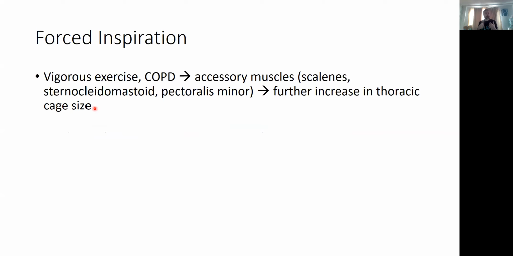We can also undergo what's called forced inspiration, just simply taking a deep breath. So this can be caused by obviously vigorous exercise. Obstructive pulmonary disorders can cause this as well. And so we're going to bring in some other muscles. So the scalenes, sternocleidomastoid, pec minor, again, to continue to try to lift and separate the rib cage, and pull the outside of those lungs as far out as we possibly can to make as big of a volume in there as we possibly can.